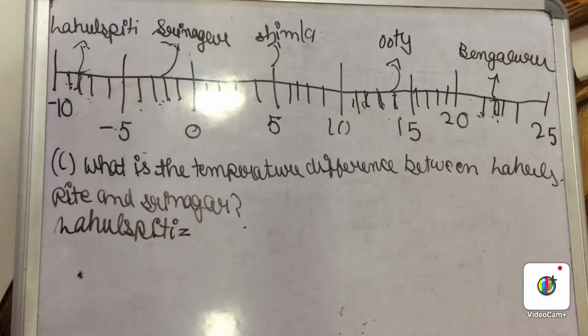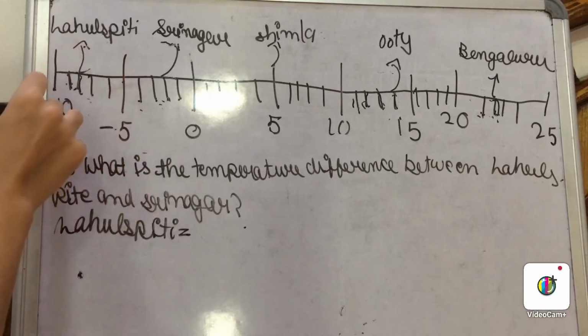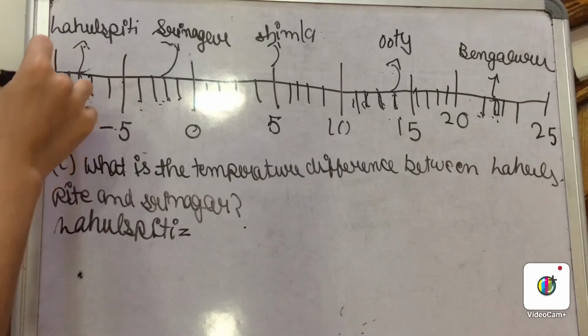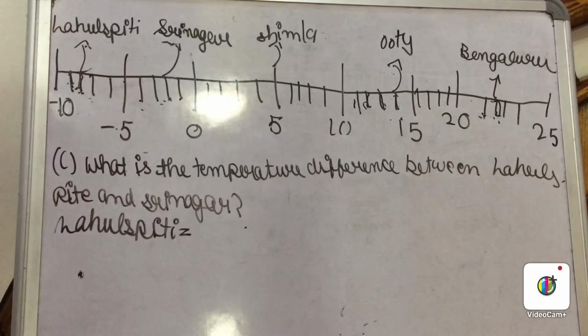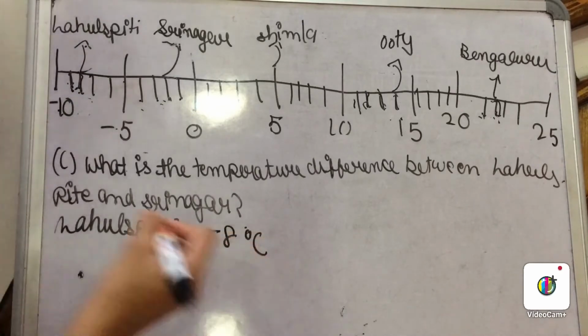So the temperature at Lahul Spiti is -10 and -5. -10, we will count it: -10, -9, -8. So the temperature at Lahul Spiti is -8 degrees Celsius.